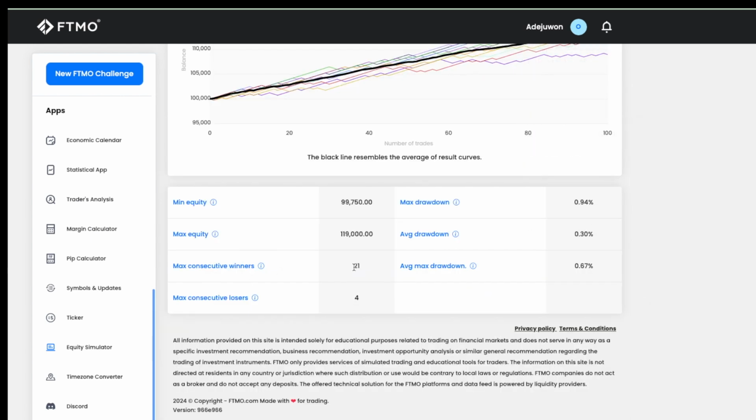Now when we scroll down here, you can see the consecutive winners you had in a row, which was 21, and 4 losers. So it is pretty much adding up to what we did have with Neo. So you can see how realistic this data is actually forming at the moment.